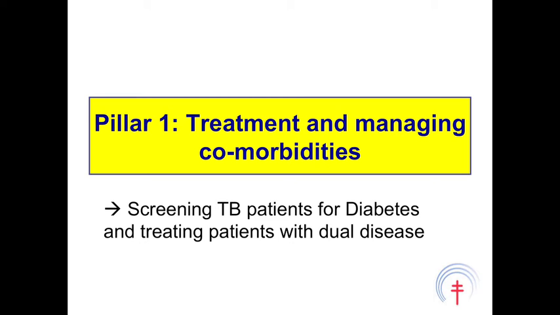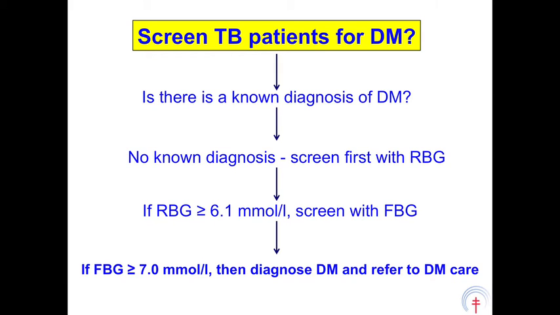So let's go back to Pillar 1 and look at this other aspect of treatment and managing comorbidities. Here, the screening of TB patients for diabetes and treating patients with dual disease fits very nicely into this component of Pillar 1. So again, going back to India, China, South Pacific, other Asian countries, this is how we've been doing it in the routine health system. TB patients come in, they get registered. We ask them very simply, do you have a known diagnosis of diabetes?